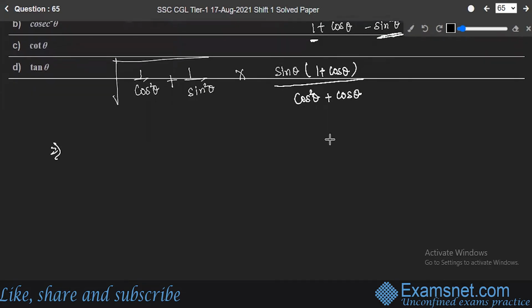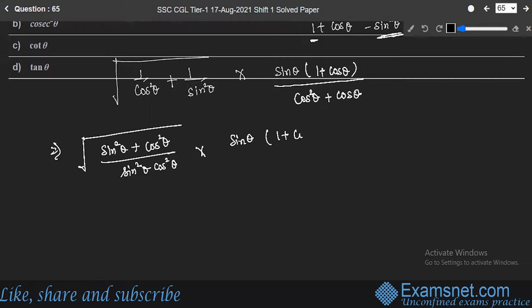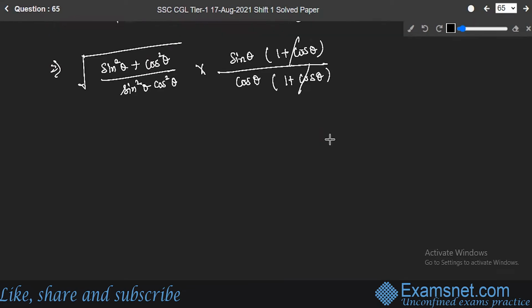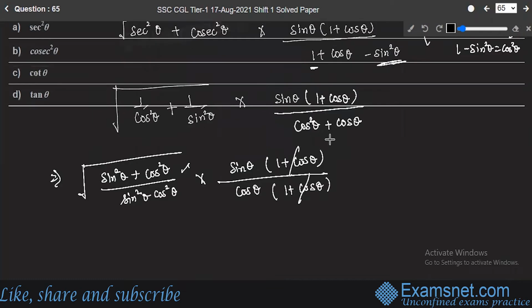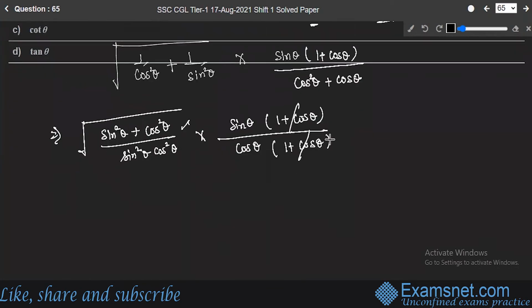Now let's move further. I'll be taking the LCM. So this will be sine square theta plus cos square theta, whole divided by sine square theta cos square theta, multiplied by sine theta into 1 plus cos theta. From the denominator, I'll be taking cos theta common. So here will be 1 plus cos theta again. They will cancel. Again, sine square theta plus cos square theta is equal to 1. This is a trigonometric identity.